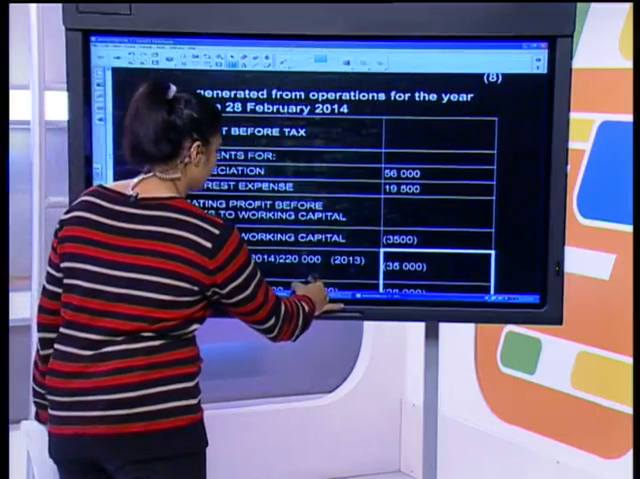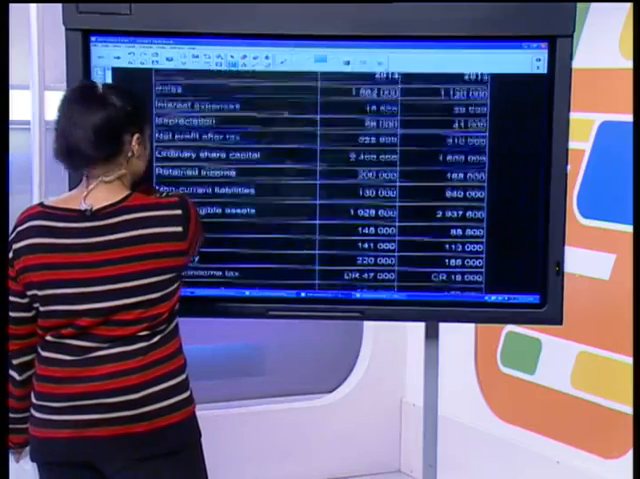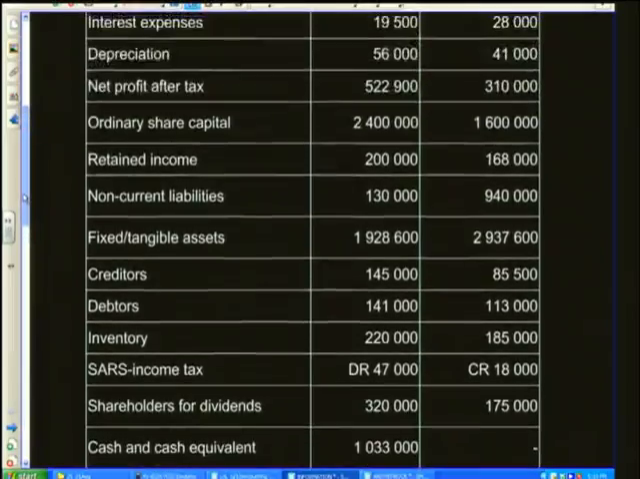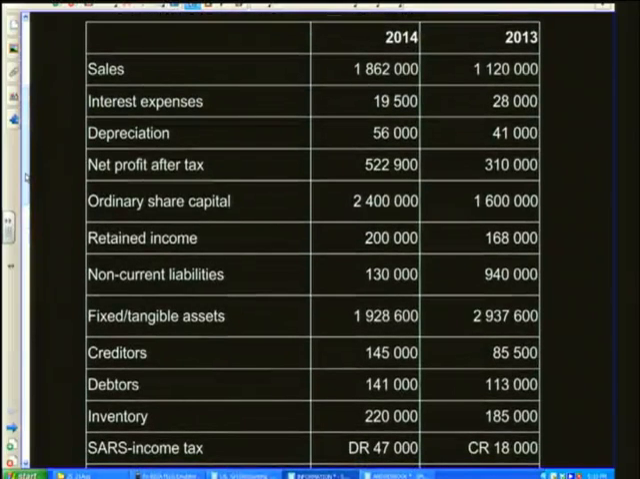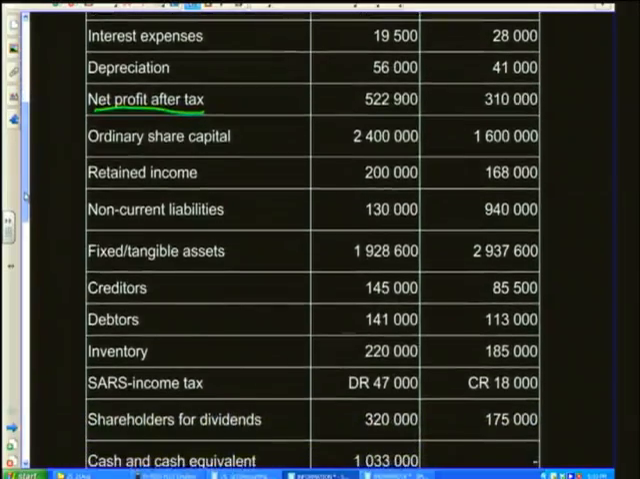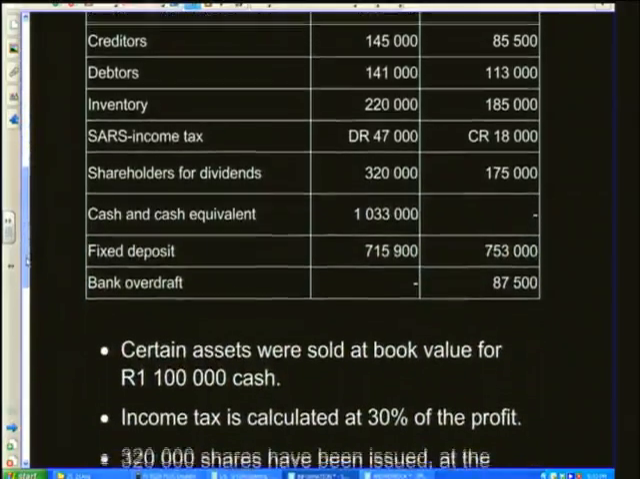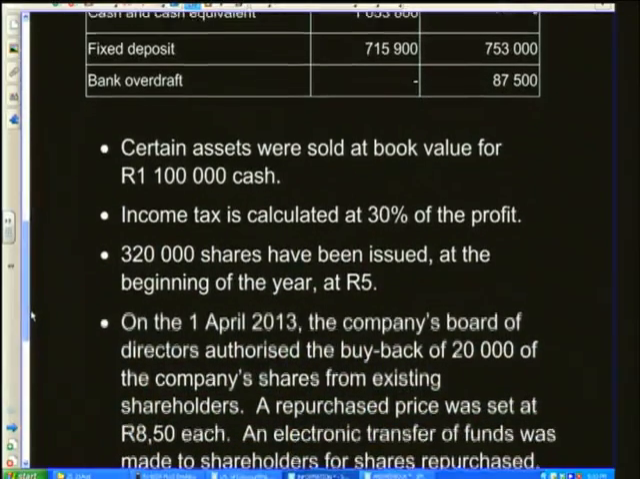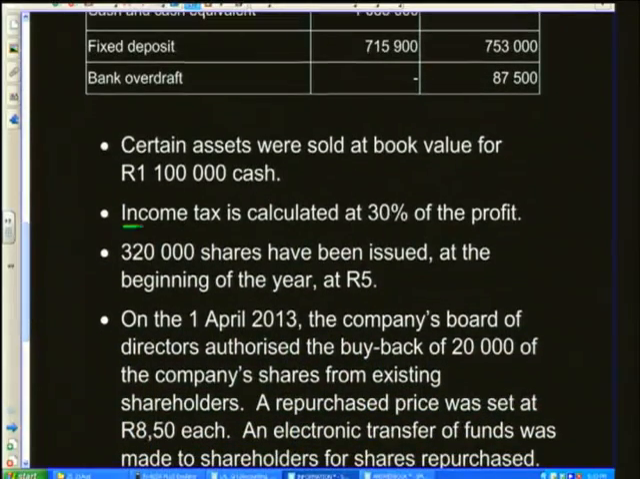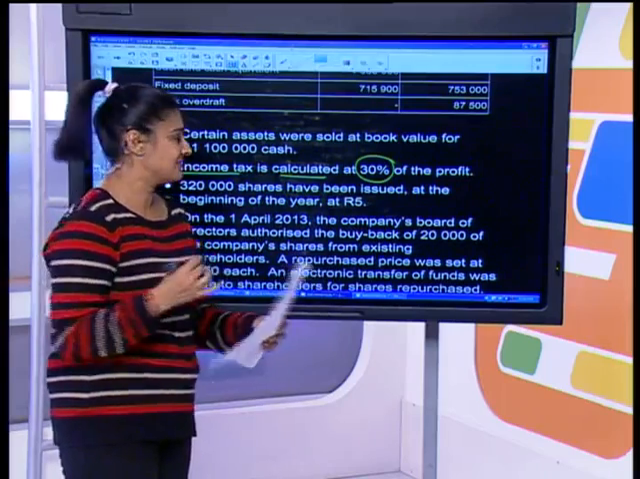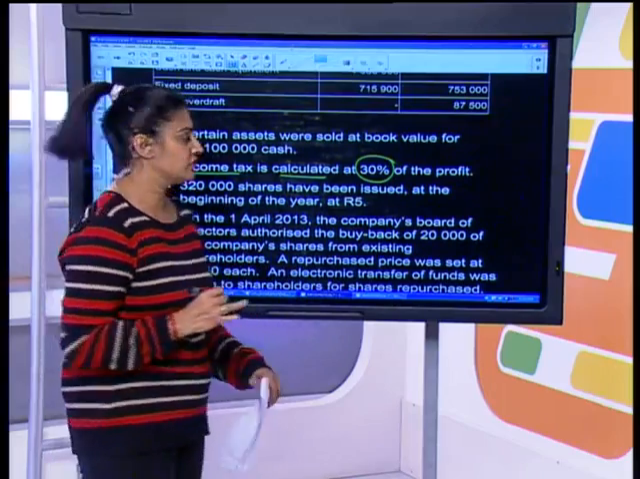Okay, so let's now go to our information. So in my information, I'm looking for net profit before tax, okay, but for some reason, I have net profit after tax. So they're not giving me net profit before tax. Okay, next step, I should look for taxation. Okay, income tax, I'm scrolling down, there's no income tax, so I need to now go to my additional information, and there I find something. Income tax is calculated at 30% of the profit. Okay, so they're not giving me the income tax, but they're telling me it's calculated at 30% of net profit.